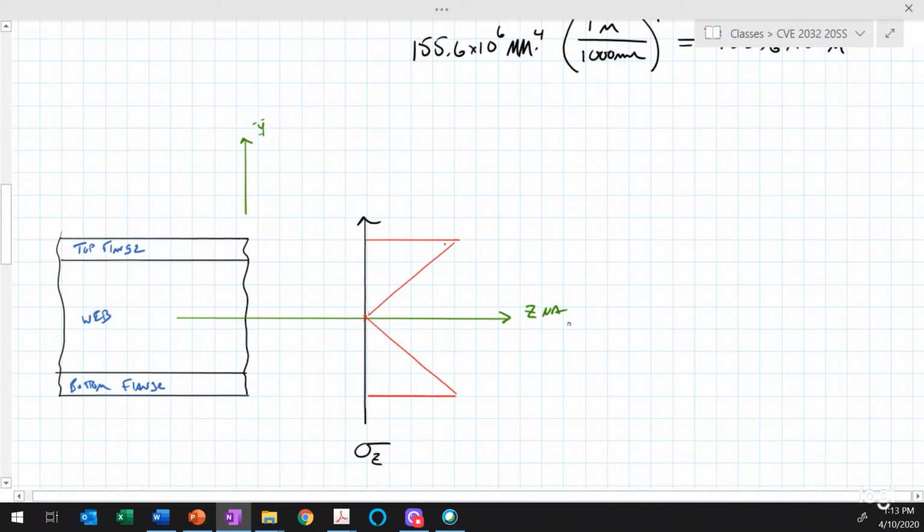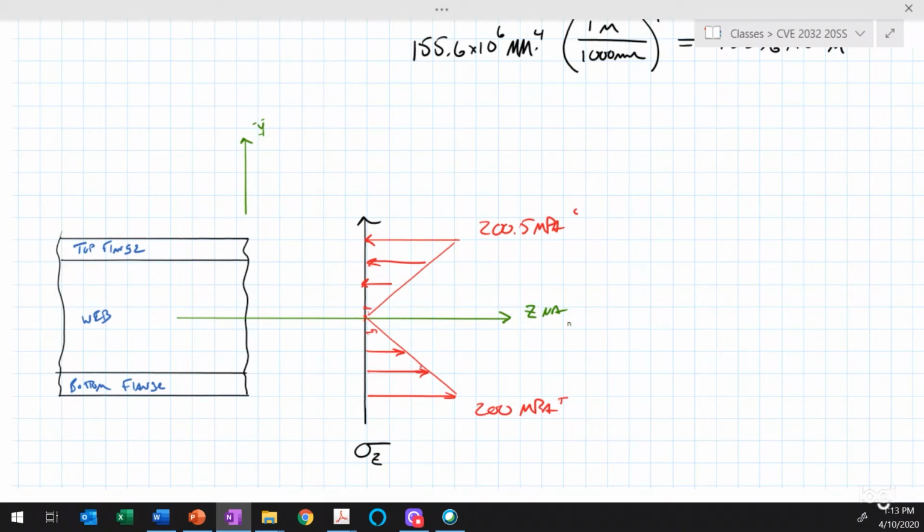So this is 200.5 megapascals in compression. This is 200 megapascals in tension, and I would go ahead and sketch in the stress vectors like that, just to make it look a little bit prettier. So that is a distribution of stress on the cross section.